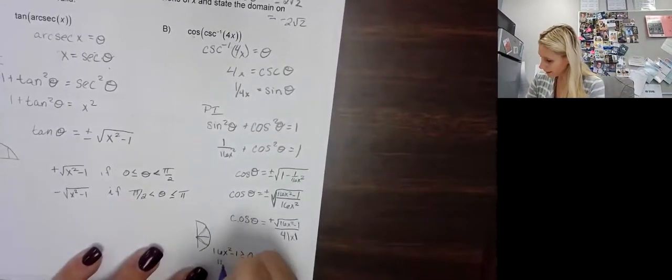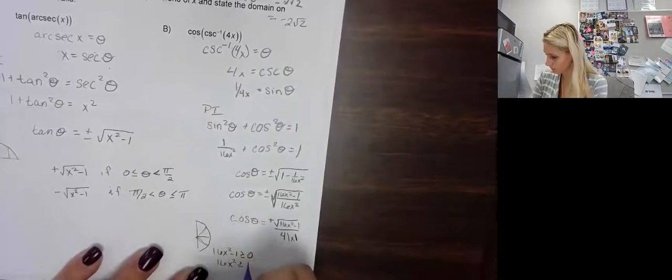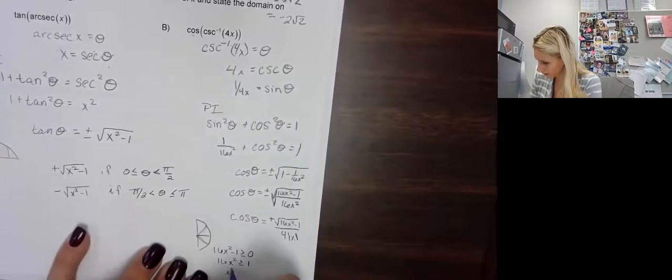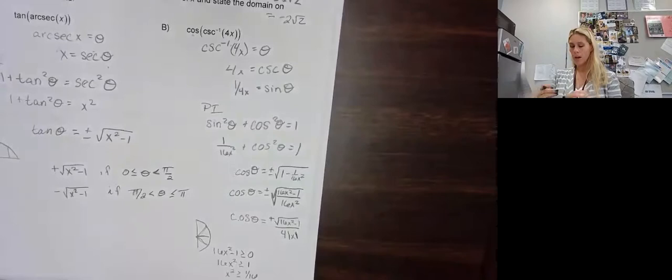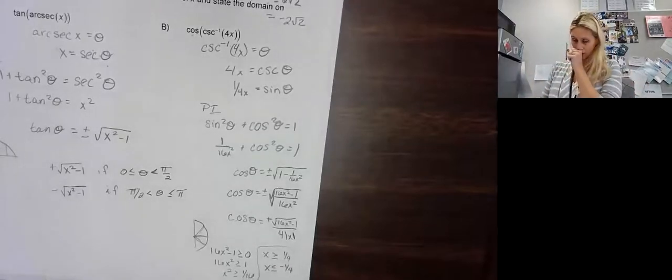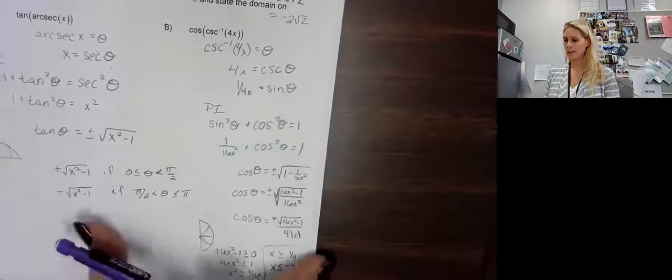So when we solve this, I get 16x squared has to be greater than or equal to 1. And then we get x squared has to be greater than or equal to 1 over 16. Now, when we take the square root, we have to remember that it's going to be everything on the outside. So x has to be greater than or equal to 1/4, or x can be less than or equal to negative 1/4. Now I don't have to include my 0 because it's already excluded on here. Think of this as a number line. We're going to the right of 1/4 and to the left of negative 1/4. So we're not including that 0.